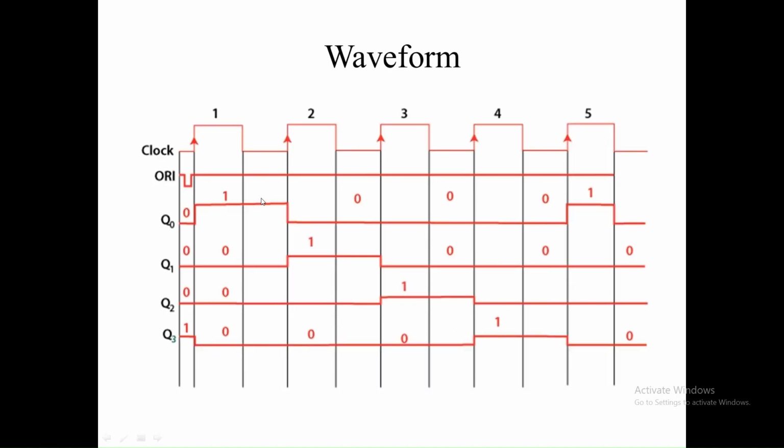The same truth table you can see here in the waveform. There are a total of 4 pulses required: first clock, second, third, fourth, and finally we have to recycle again. So this is our fifth cycle. For the first cycle, Q0 is equal to 1. For the next cycle, Q0 is shifted to Q1, so Q1 becomes 1. For the third cycle, Q1 is shifted to Q2, so Q2 becomes 1. And for the fourth cycle, Q2 is shifted to Q3, so Q3 becomes 1. In this way, we can observe the LED status on the board.